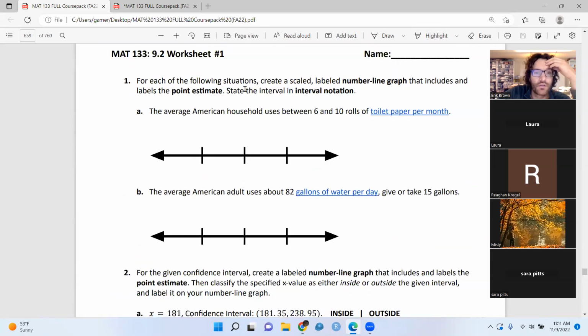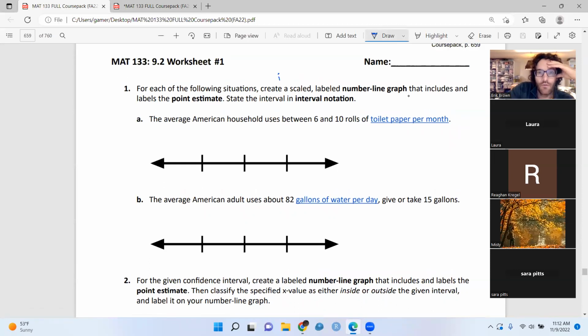Okay, so for each of the following situations, create a scaled labeled number line graph that includes and labels the point estimate, state the interval in interval notation. Okay, so this is doing what I talked about. You've got the point estimate in the center. And then you've got your margin of error that you add to it to get the upper limit. Let's see if I can make sure I do the upper limit. And you've got the margin of error that you subtract from it to get the lower limit. And that margin of error is the same distance between each of these.